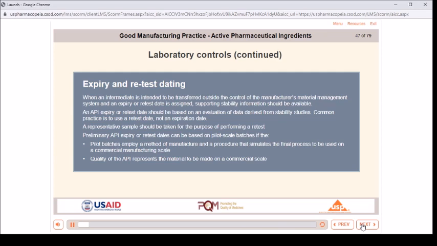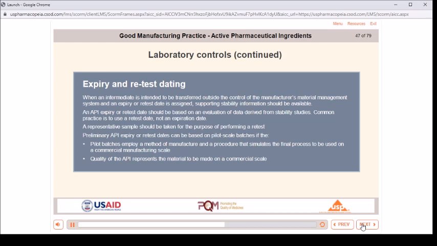Laboratory controls, continued. Expiry and retest dating. When an intermediate is intended to be transferred outside the control of the manufacturer's material management system and an expiry or retest date is assigned, supporting stability information should be available. An API expiry or retest date should be based on an evaluation of data derived from stability studies. Common practice is to use a retest date, not an expiration date. A representative sample should be taken for the purpose of performing a retest.